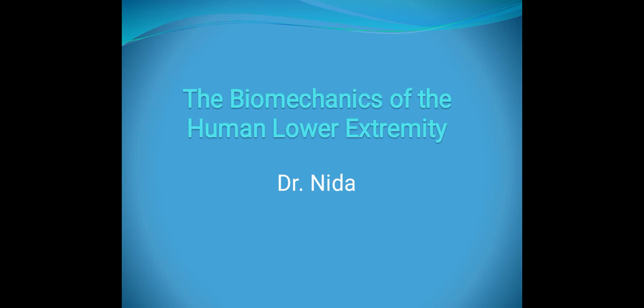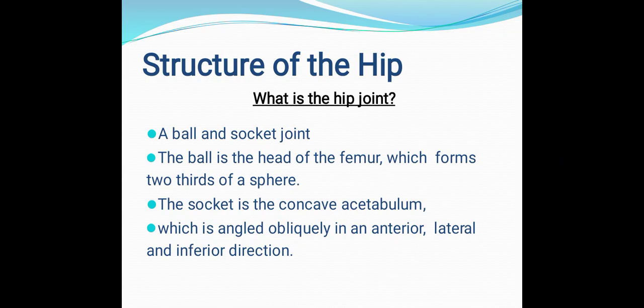We discuss the topic biomechanics of the human lower extremity. Structure of the hip joint. The hip joint is a ball and socket joint where the head of the femur articulates with the concave acetabulum.